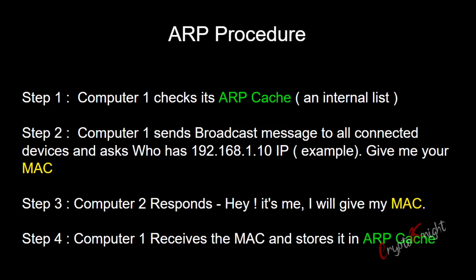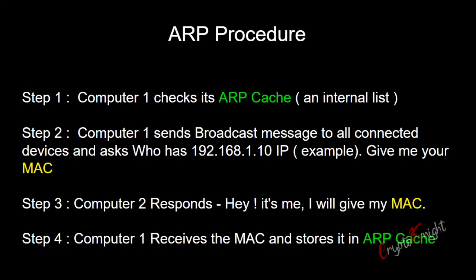So each computer has an internal list known as ARP cache. Basically, that ARP cache maps an IP address to a MAC address. So how does the ARP procedure work? How is an IP resolved to a MAC address? Computer 1 sends a broadcast message. A broadcast message means a message which is sent to each and every device connected in the network. So computer 1 sends a broadcast message saying, hey, who has this IP address? Currently we are focusing on this particular IP address just as an example. So computer 1 says, who has this 1.10 IP address? Give me your MAC address.